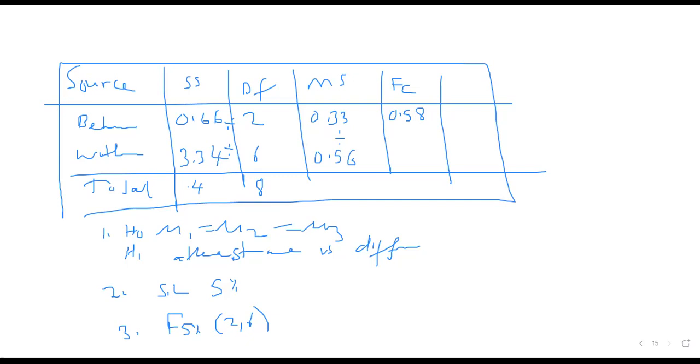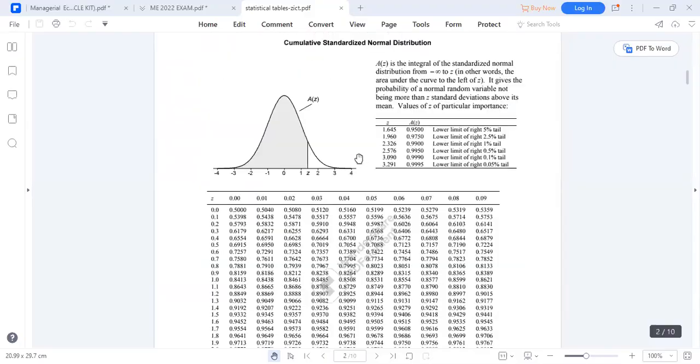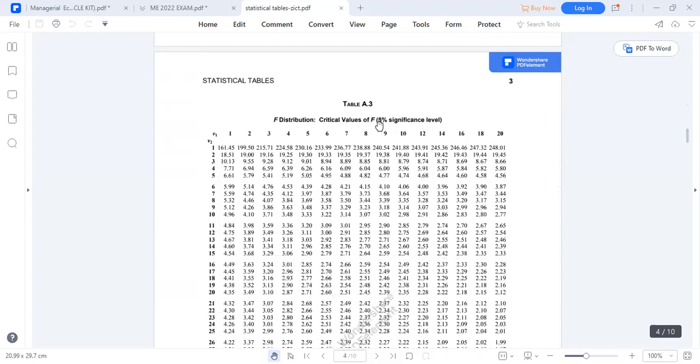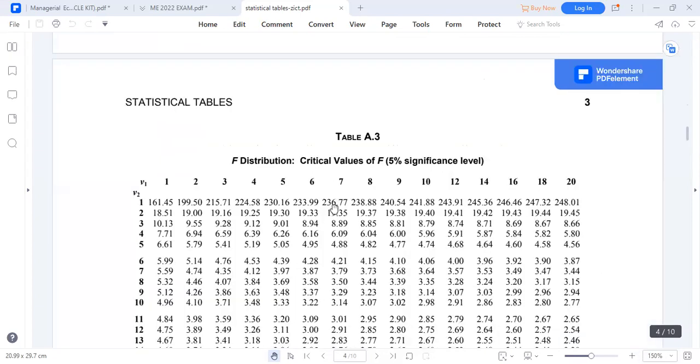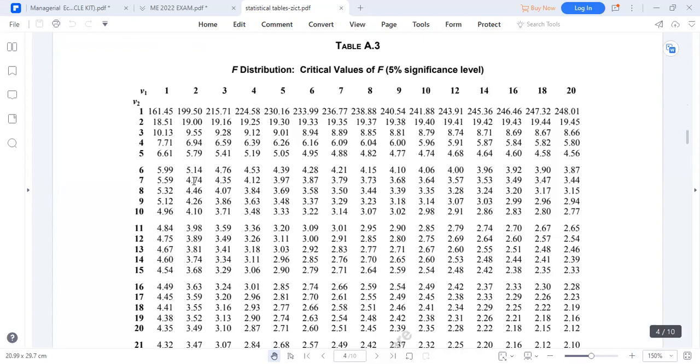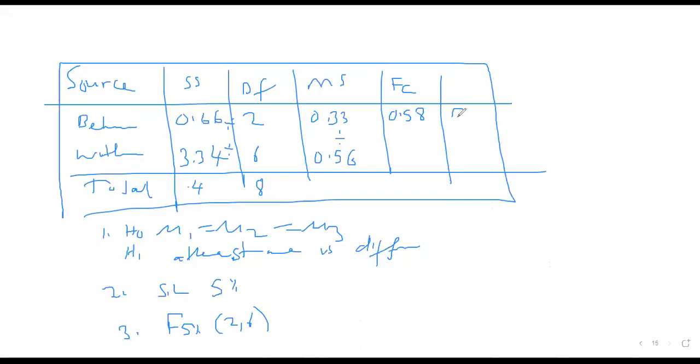Okay. So when you go to the table, it's one of the last tables at the end. 5%, so 2, 6. What is the reading? Can you see? The 5% table, then 2 and 6: 5.14. So when you go here, 5.14, this is the F table.